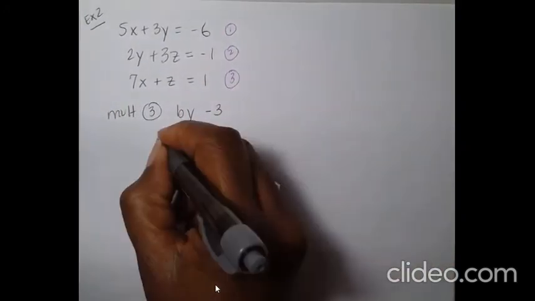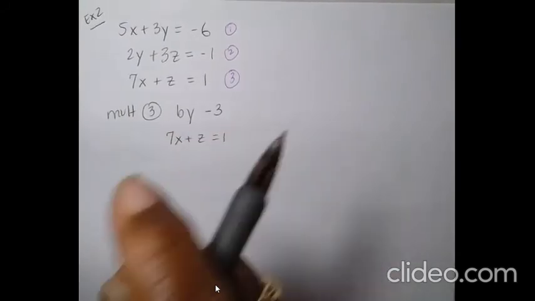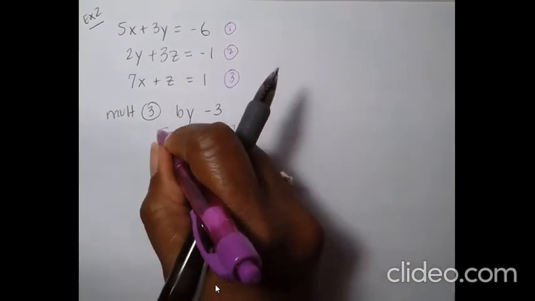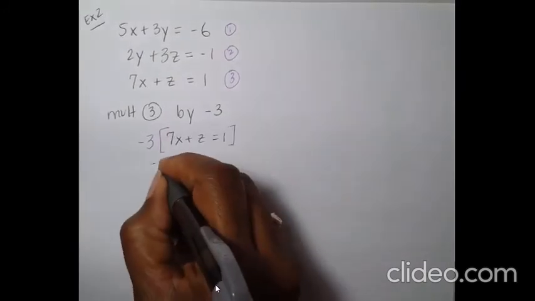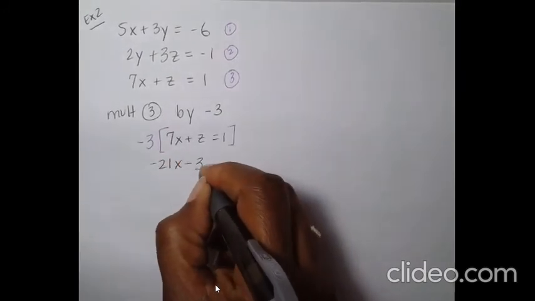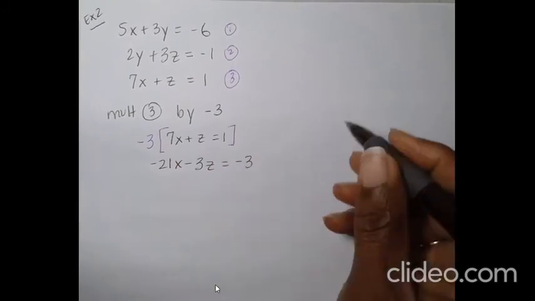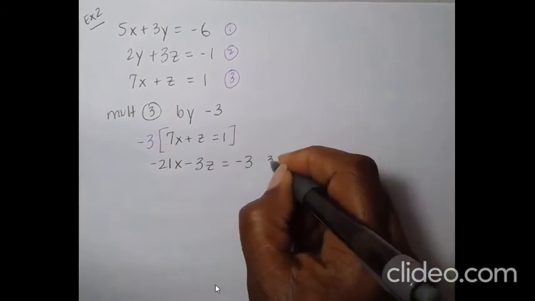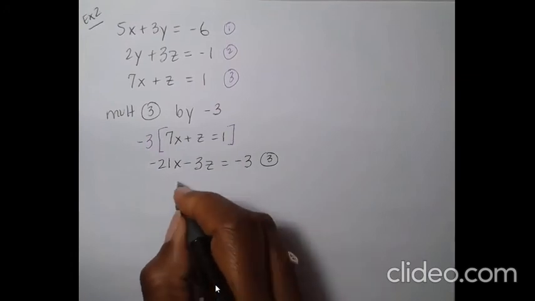So we have 7x plus z equals 1. We're multiplying this entire equation by -3. So we have -21x minus 3z equals -3. This is still our equation 3, just has been multiplied. Now let's combine that with equation number 2. Why equation number 2? Because we want to have the x and y left.